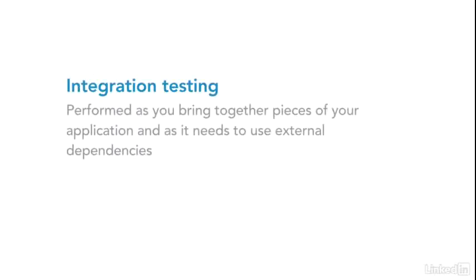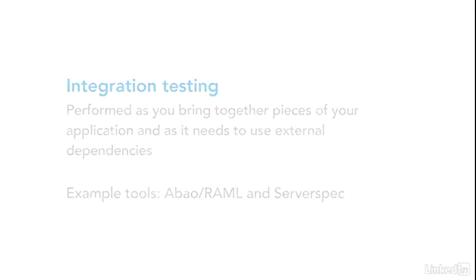Integration testing is performed as you bring together pieces of your application and as it needs to use external dependencies like databases to actually do its thing. You integration test a full application or an API or a running server. For this, you might use a RAML test runner or server spec.